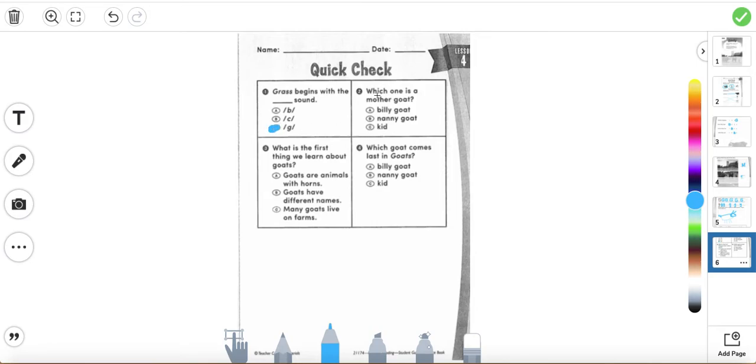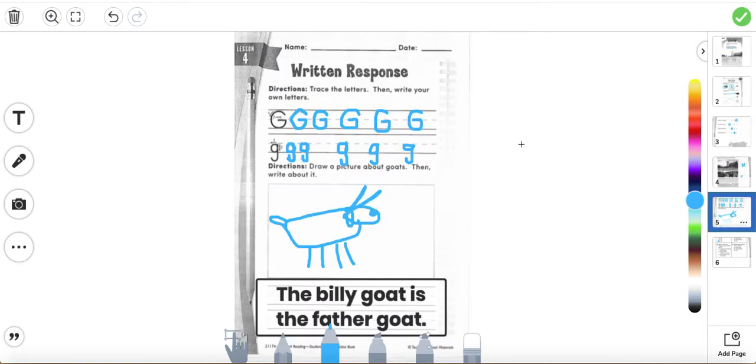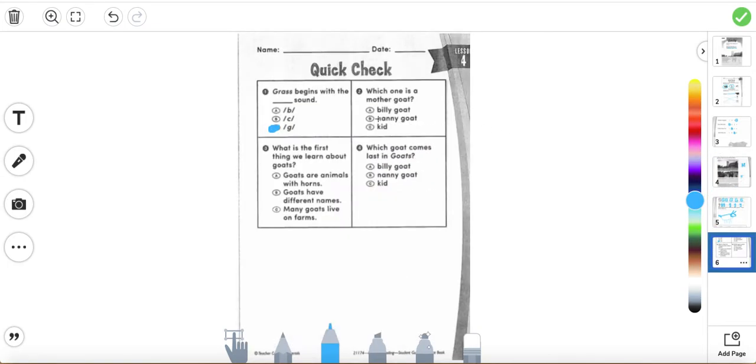Let's look at number 2. Which one is a mother goat? Billy goat, nanny goat, kid. We can go to the story to double check. So here it tells us goats have special names. The father goat is called a billy goat. The mother goat is called a nanny goat. So we found our answer in the story. Go ahead and bubble that in.